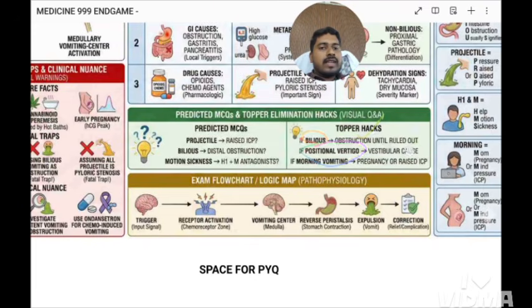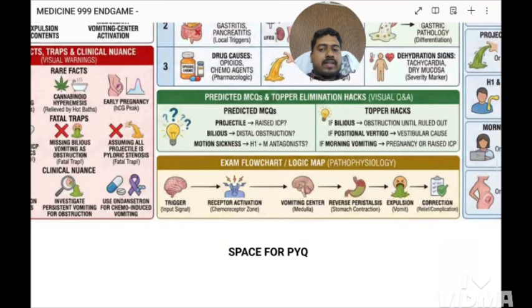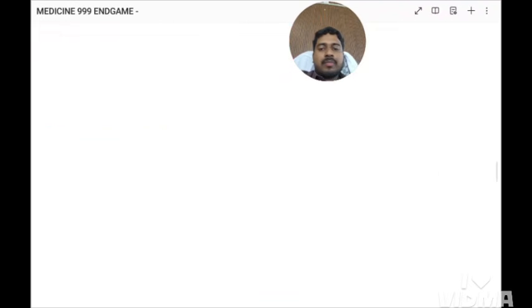Next, if it is bilious, rule out obstruction. If positional vertigo is there, you should always think of BPPV. Next, morning vomiting, think of pregnancy or raised ICP. So I think I have explained everything. There will be some trigger for vomiting, and there will be activation of the chemoreceptor trigger zone, which is known as CTZ, and it is outside the blood-brain barrier. That is an important fact that you should know.